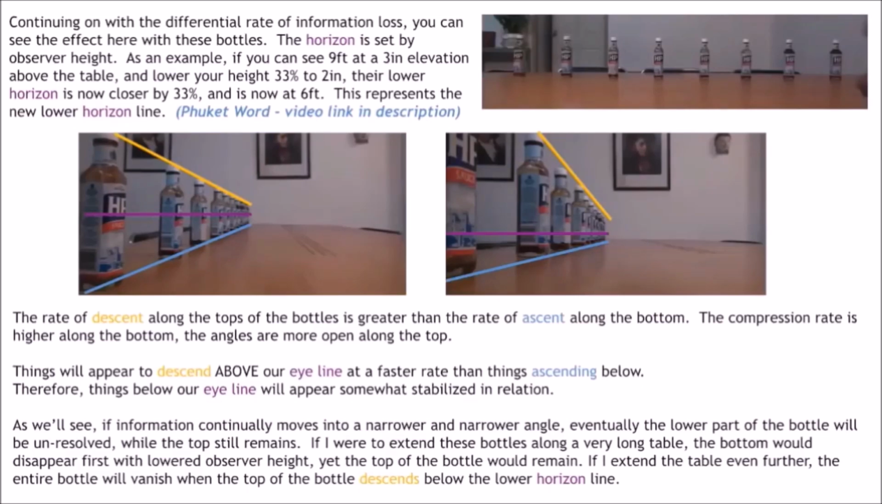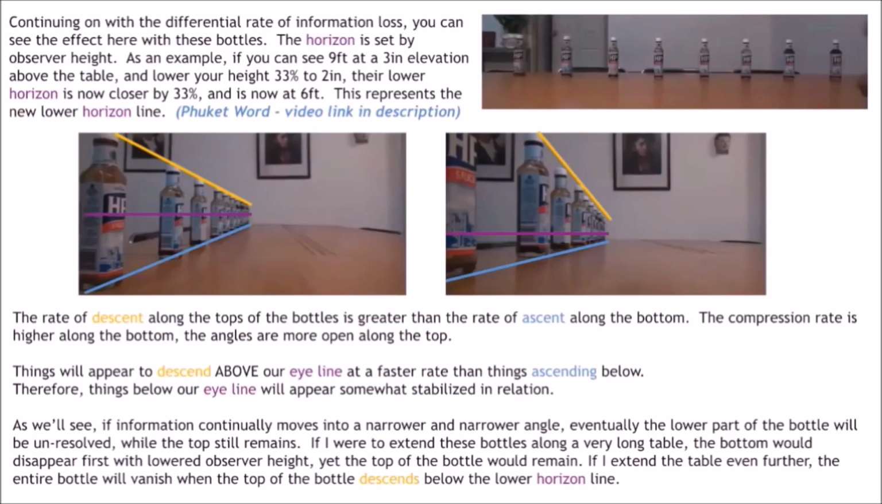So continuing on with the differential rate of information loss, you can see the effect here with these bottles. The horizon is set by the observer height. So as an example, if you can see 9 feet at a 3-inch elevation above the table, and you lower your height 33% to 2 inches, their lower horizon is now closer by 33% and is now at 6 feet. And this represents the new lower horizon line.